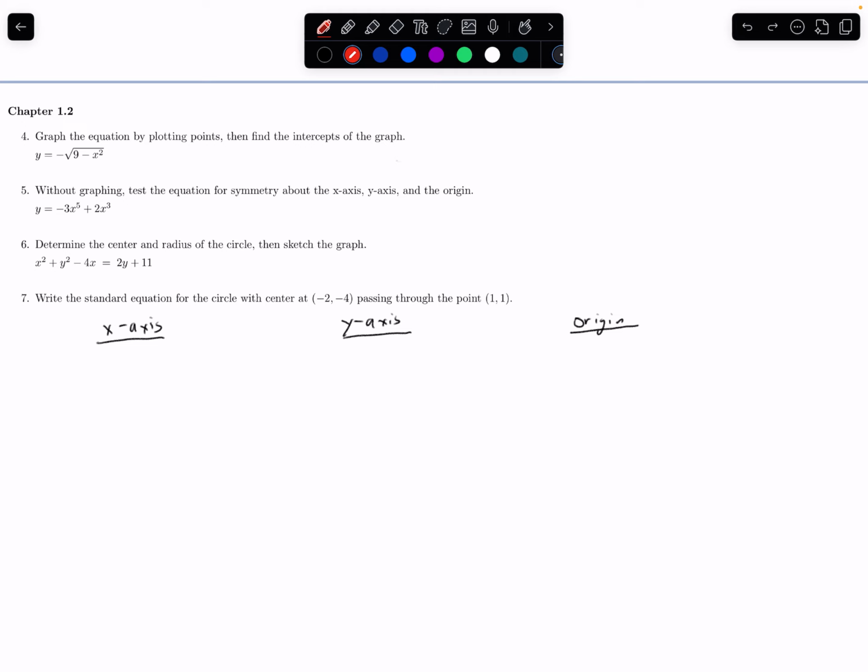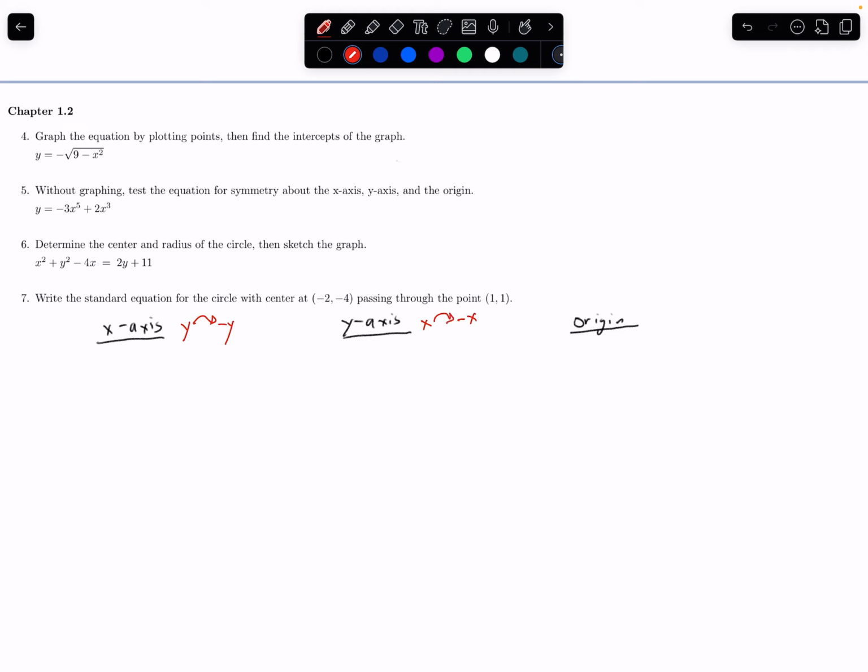For x-axis symmetry, remember it's kind of always backwards, right? X-axis symmetry, I replace y with negative y and see if it turns out the same. If it does, I have x-axis symmetry. Now, y-axis symmetry is also like backwards, right? So y-axis symmetry, I'm going to replace x with negative x and see if it pops out the same.